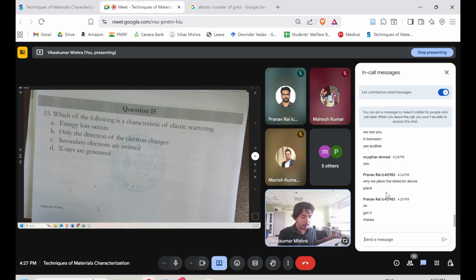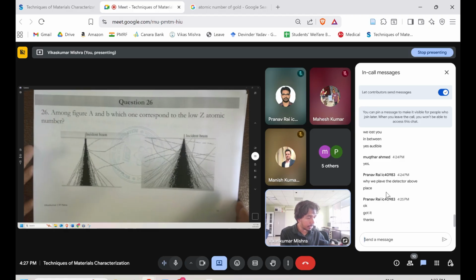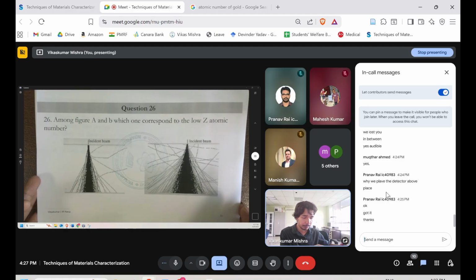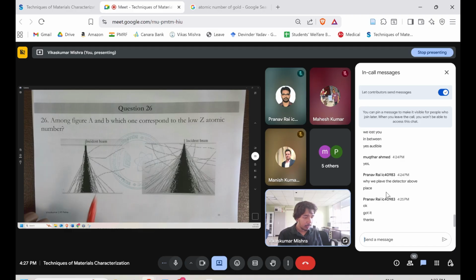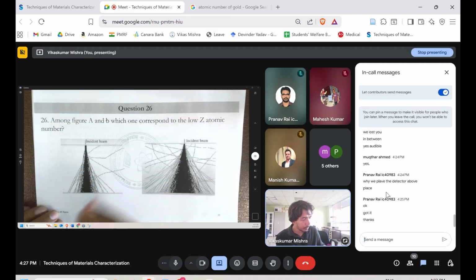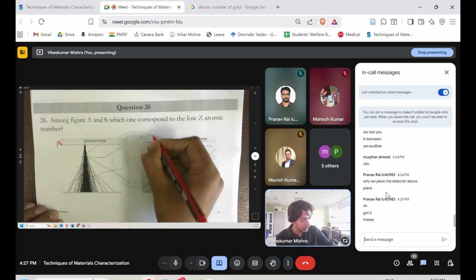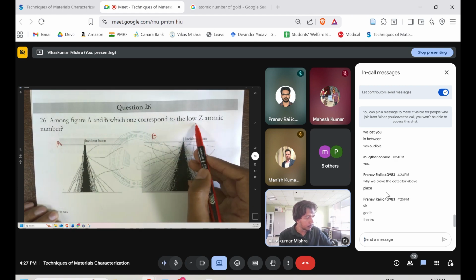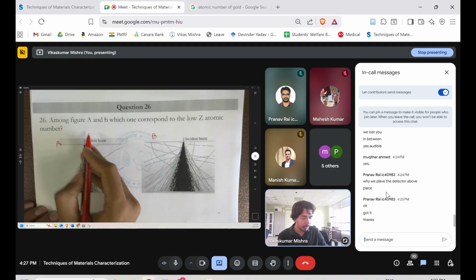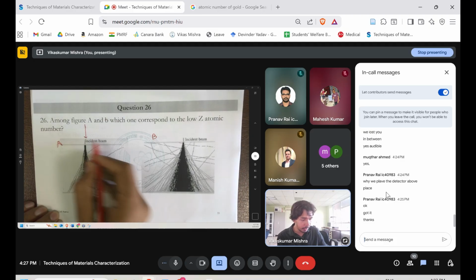Before that, since we are discussing this part itself, let's discuss this last question. There is figure A and figure B. This is A and this is B. Which one corresponds to the low Z atom? See, we pass our specimen, incoming electron beam.